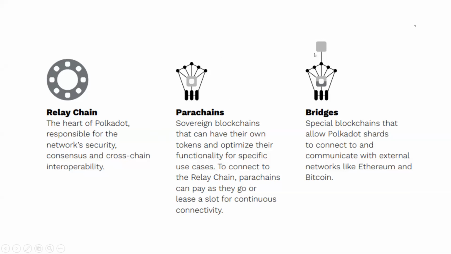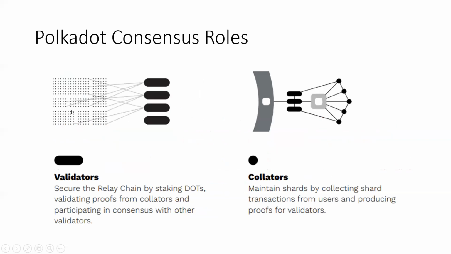And then you have the bridges. So these square blocks that you saw there, these are the bridges. These are special blockchains that allow Polkadot shards to connect and communicate with external networks like Ethereum or Bitcoin or something like that. And then for the consensus mechanism, you have two basic entities. One are the validators and the others are the collators.